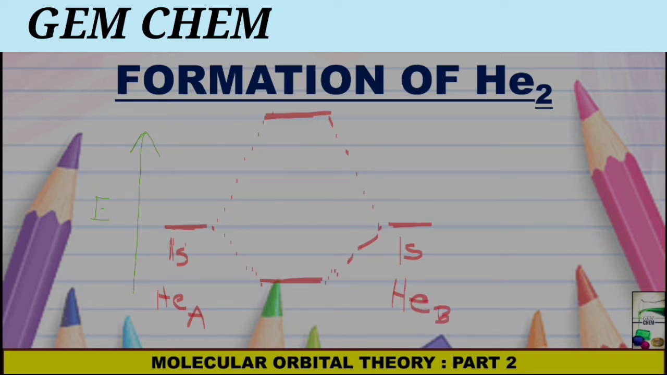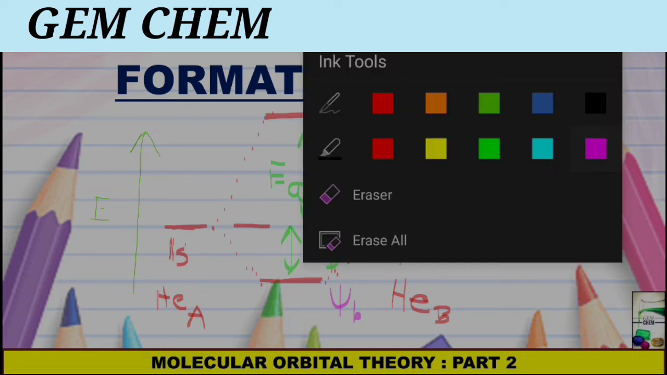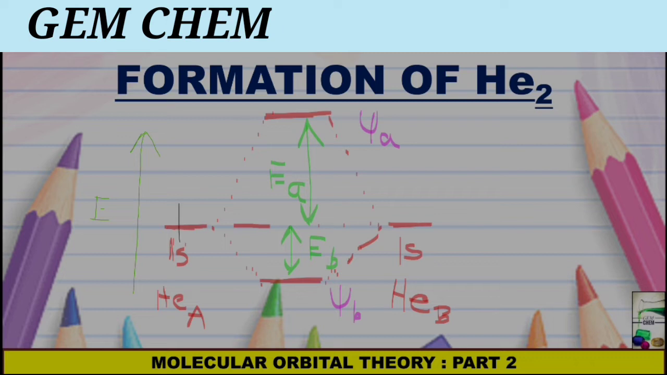Okay. Now what we do is, first of all we write down the energies. For this one we have energy equals Eb, and for this one we have energy equals Ea. Now we write down the xi b here and xi a here, followed by filling up of electrons. So we have 2 electrons here, 2 electrons here, right? Now filling up starts from the bonding molecular orbital. So here will be filling up, here will be filling up. Now this is our He2, right?